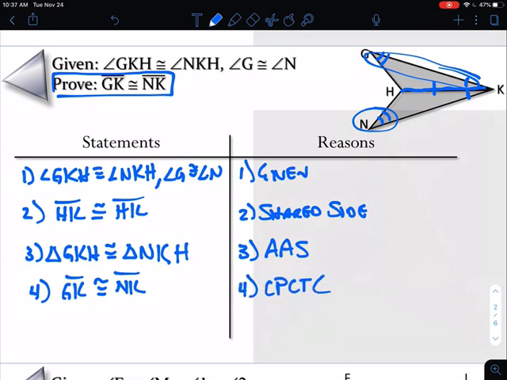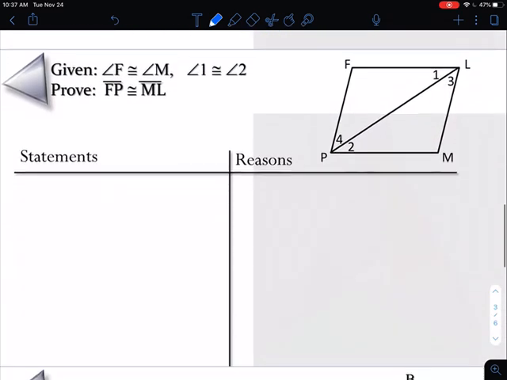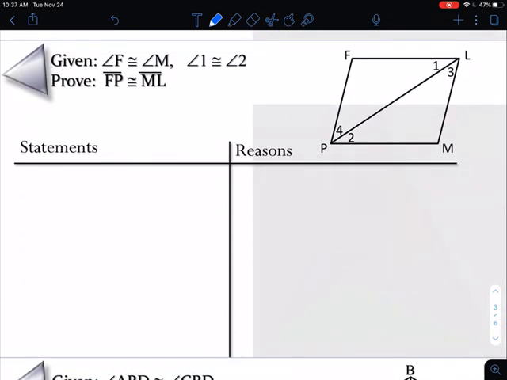because of CPCTC. So once the triangles are congruent, now I can go one step further and say any of the parts are going to be congruent as well. So that's all we're going to be doing. So we're going to do a couple more examples here, get you guys some more practice with the proofs. So again, I'm proving two sides of the triangle are congruent. So before I can do that, I have to get the triangles congruent to each other.